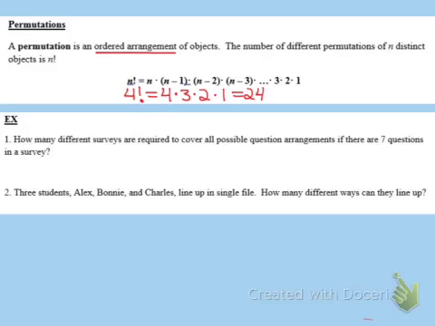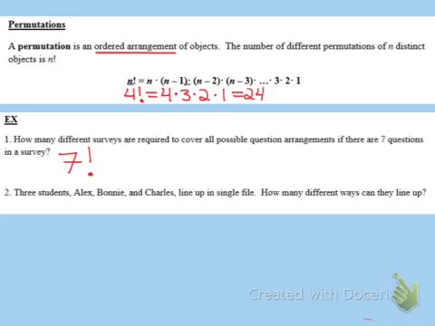Example 1. How many different surveys are required to cover all possible question arrangements if there are 7 questions in a survey? Now, how many total questions are there? There are 7, so we're going to want to figure out what 7 factorial is.